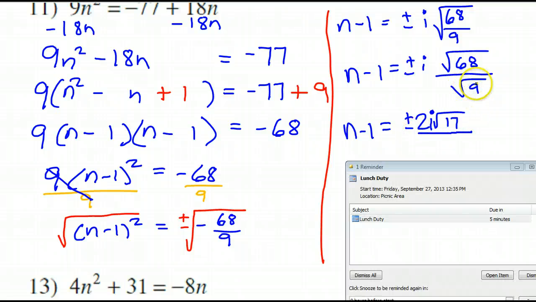Now, the square root of 9, lunch duty in 5 minutes.